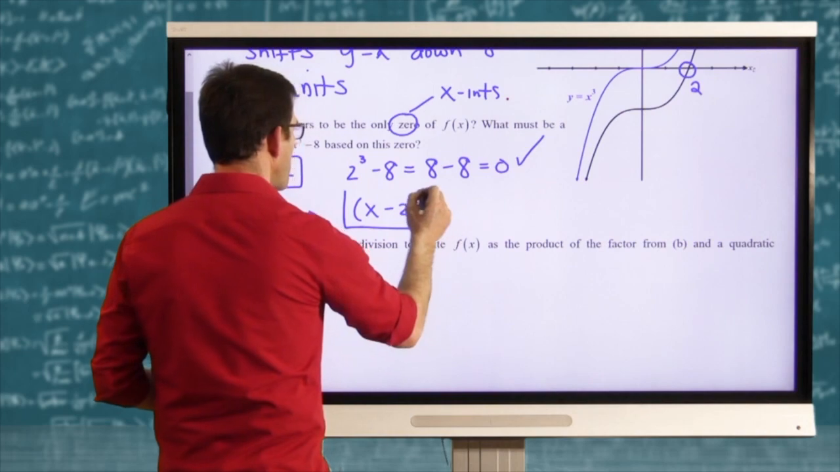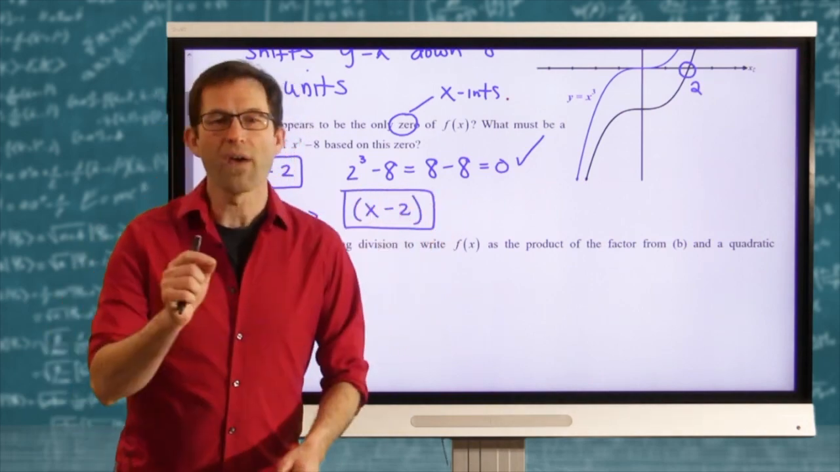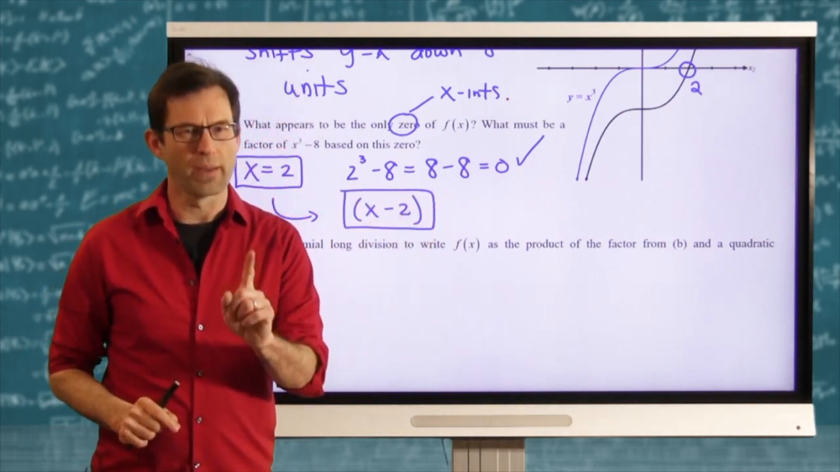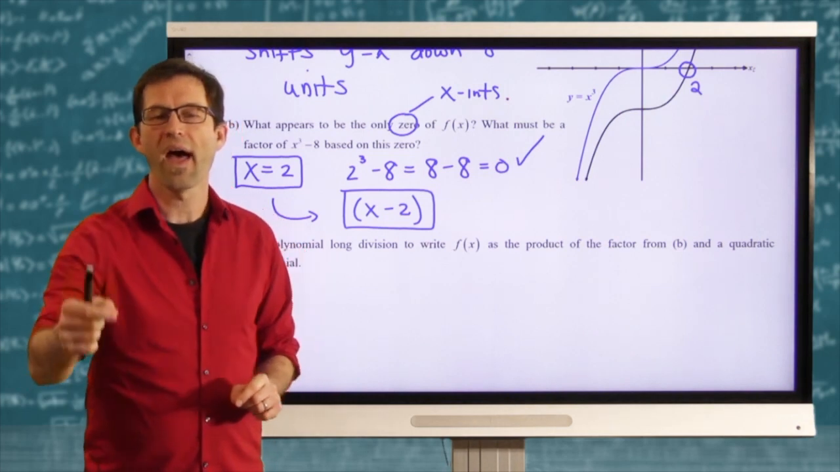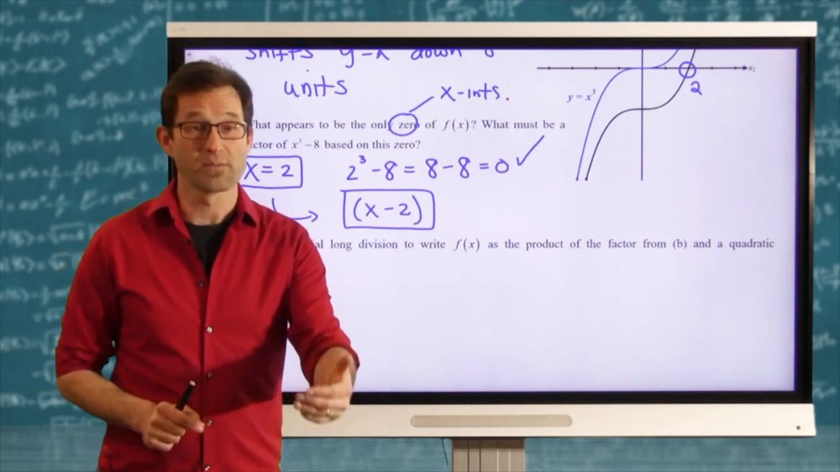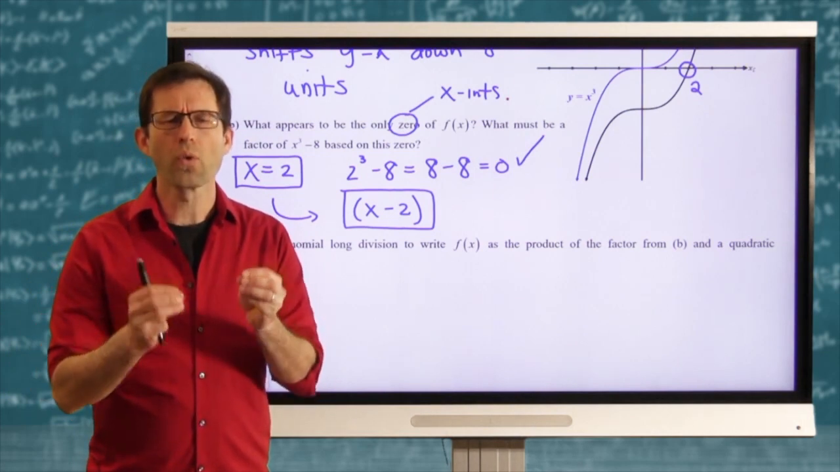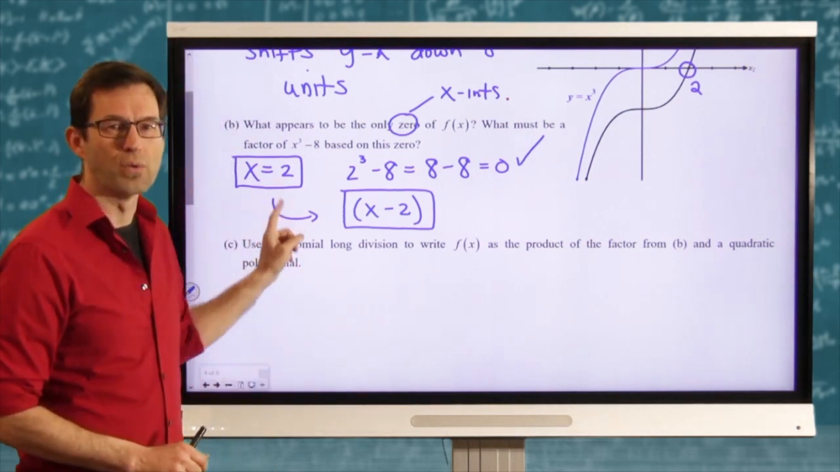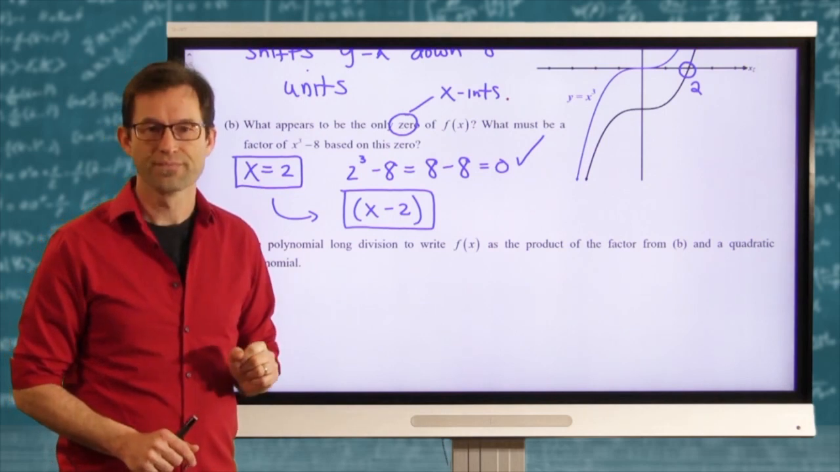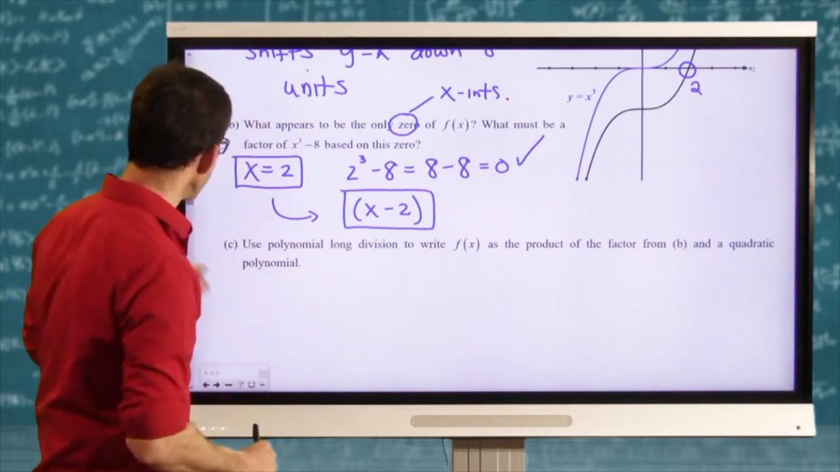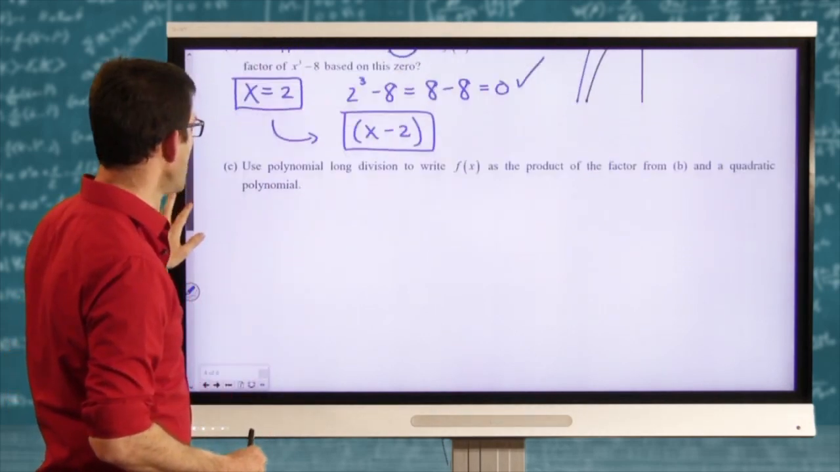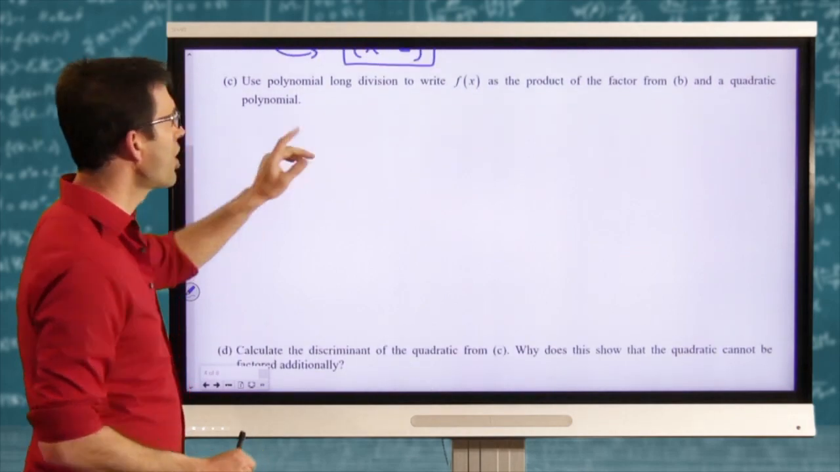Think about the zero product law, right? If x equals 2 is a zero, x minus 2 is a factor. And if x minus 2 is a factor, x equals 2 is a zero. There's a one-to-one correspondence between zeros and factors. Okay? Now, let's take a look at using polynomial long division.